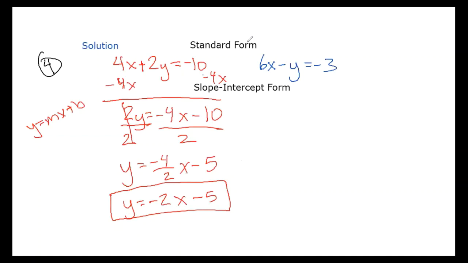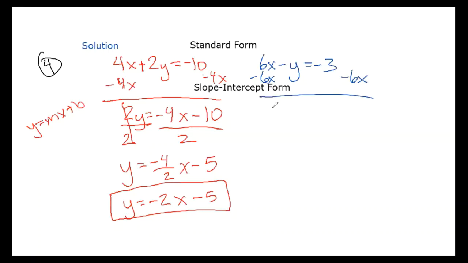The reason why we want to change standard form to slope-intercept form is that we cannot graph or make a table unless we have it in slope-intercept form. You can't make a graph out of this because you don't see the y-intercept, you don't see the slope. Now we're going on to the next one. So to get y by itself, we subtract 6x on both sides.